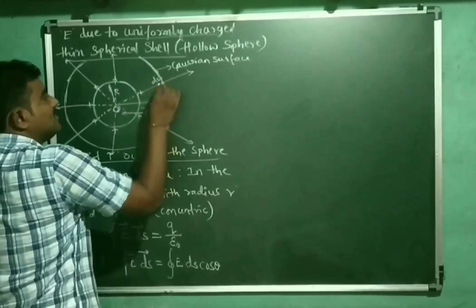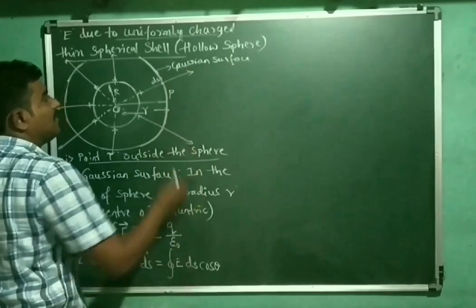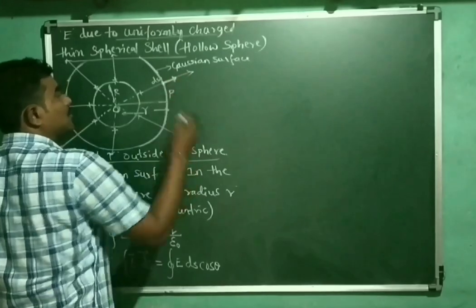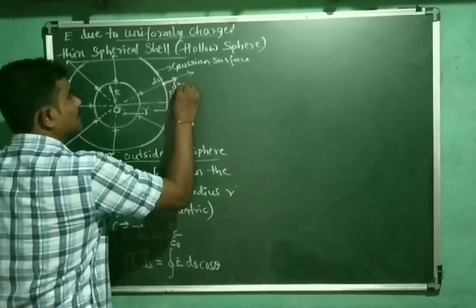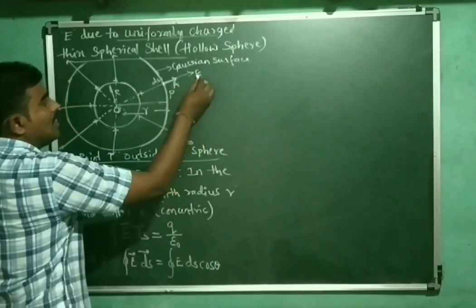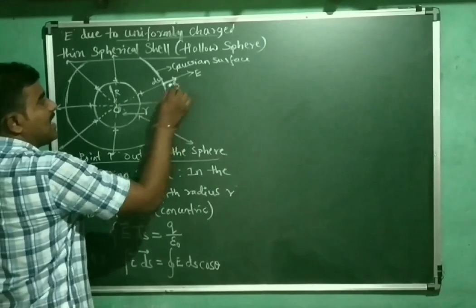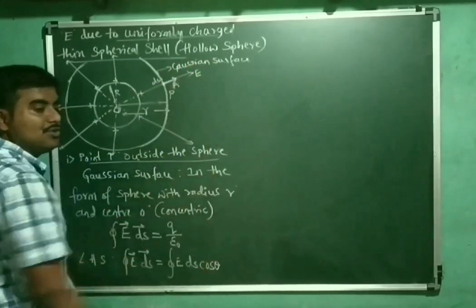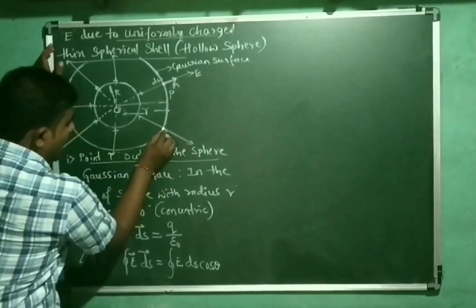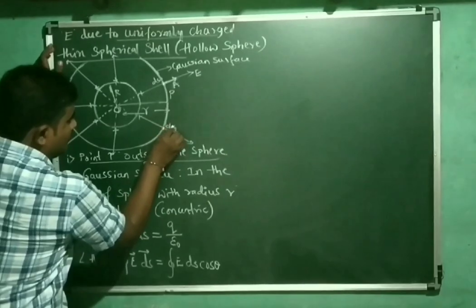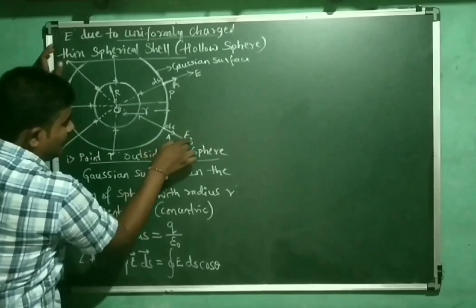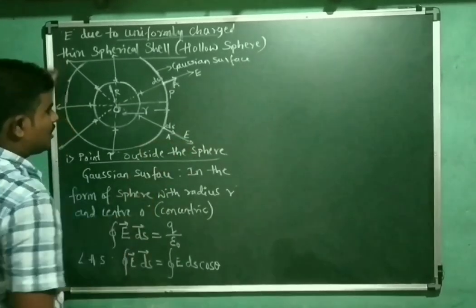So dS is a small surface area of the Gaussian surface, and for this small surface the area vector will be perpendicular to the surface. This is the area vector, and this is the electric field. You can observe the electric field intensity and area vector are in the same direction. The angle between these two is 0 degree. If I consider this electric field line, with a very small surface dS, the area vector and the electric field are once again at 0 degree.